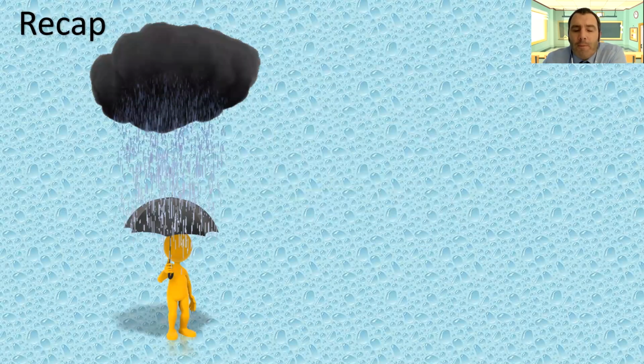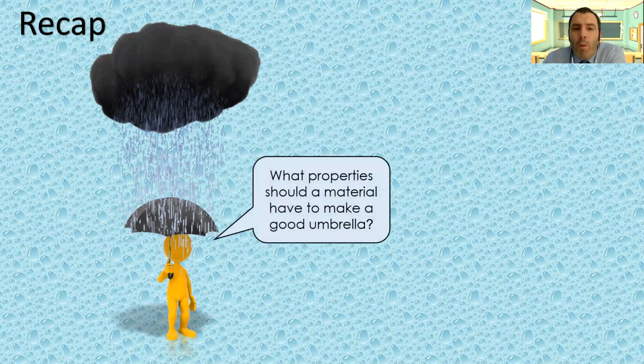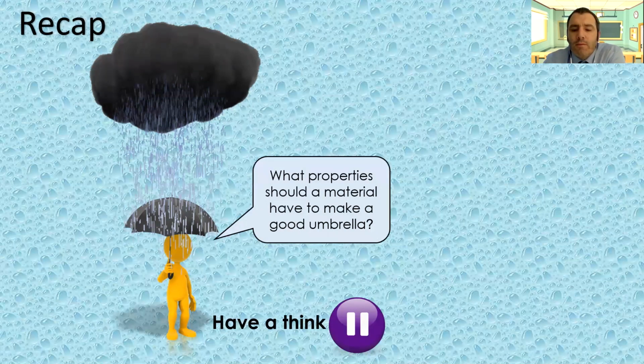So, a recap. What properties should a material have to make a good umbrella? Pause the video here, have a think. Can you write me a list of the properties that you can remember from last time? How did you get on with your list?